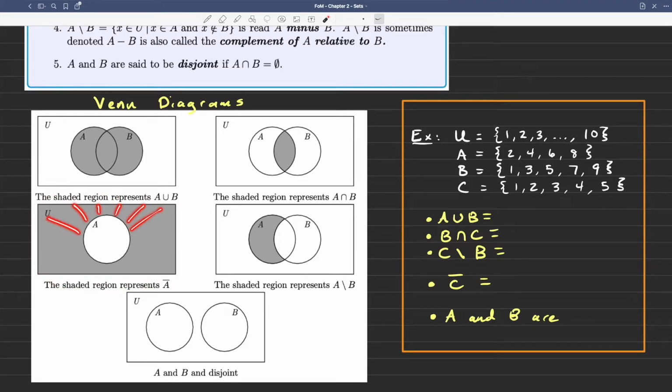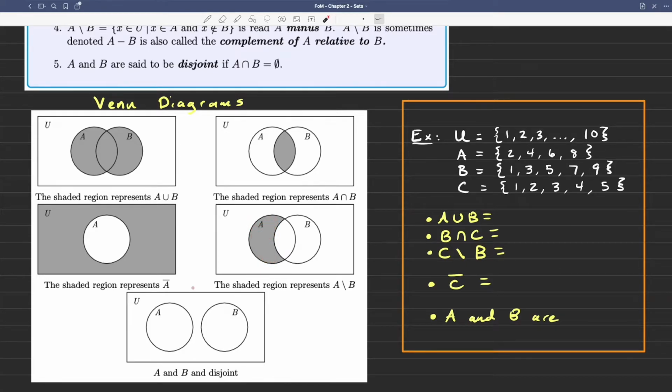Everything of the universe that's not in A. In these Venn diagrams, the box itself is the universe. And then circles or bubbles inside of that box represent individual sets. In this picture highlighted here, we've got the difference A minus B. So these are the elements that are in A, but we've taken away anything that might also be in B.